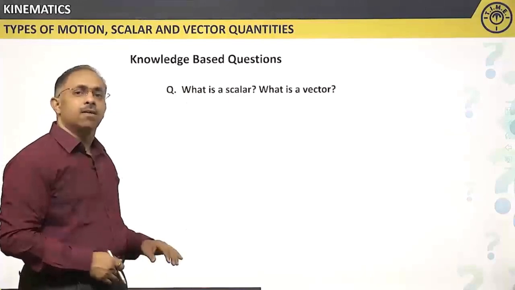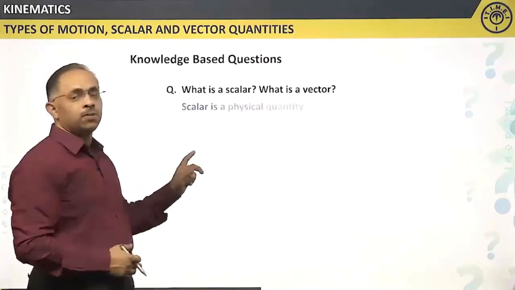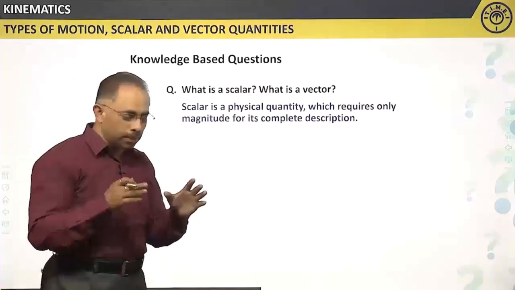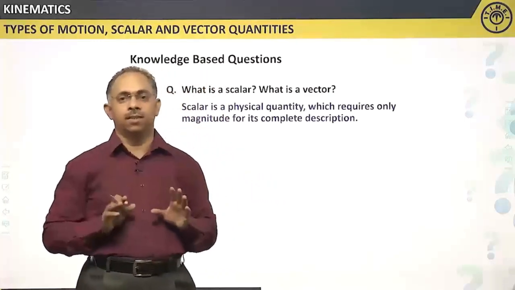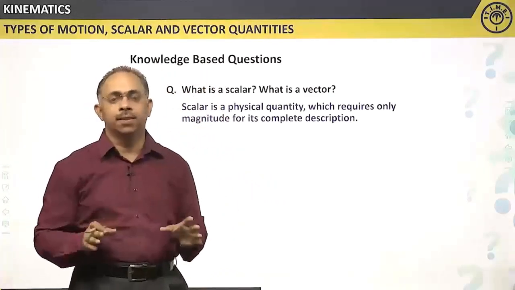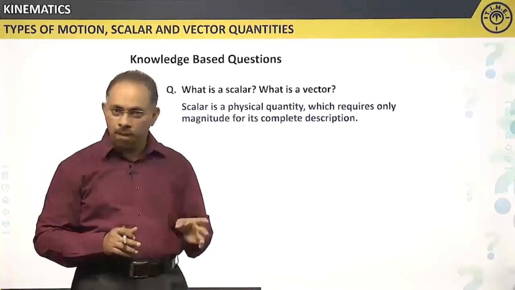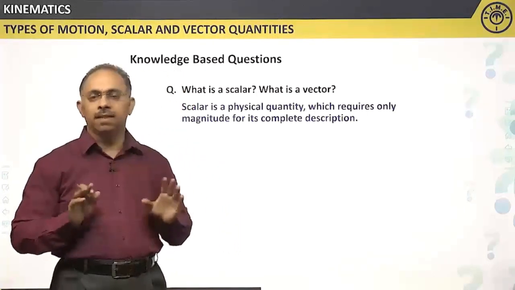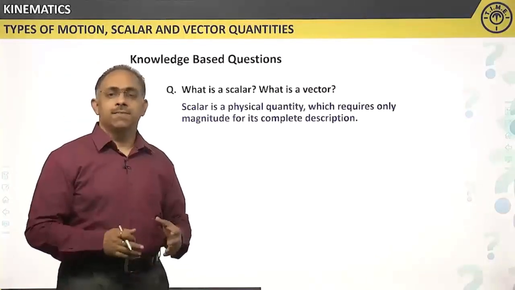Clear? What is a scalar? A scalar is a physical quantity which requires only magnitude, and no direction, for its complete description. Its magnitude does not change with direction at all. It is a constant. Whatever direction you measure in, it will be constant. Any examples? Yes. Temperature, mass, time, length, all these are scalar quantities.